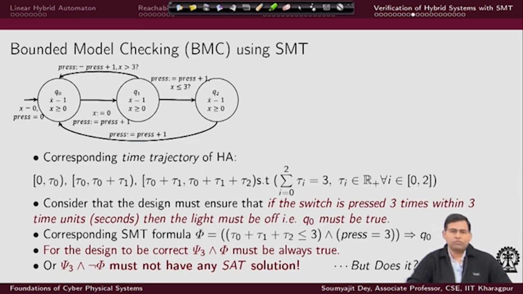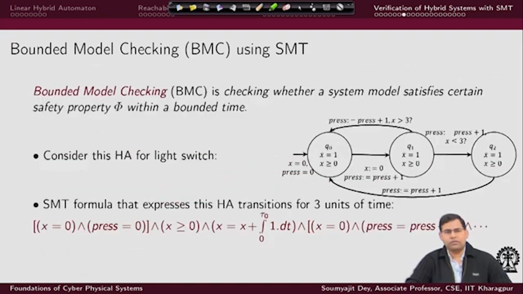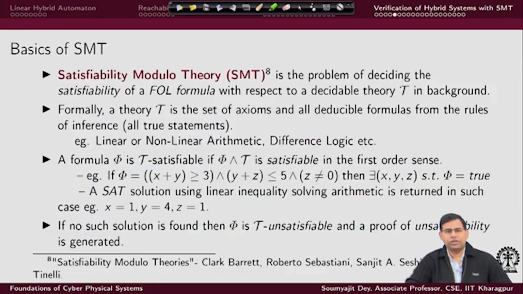But if the solver gives you a value assignment, then it is telling you that yes, there is a solution to this problem, or the solver may find an unsatisfiable proof. That means it can terminate saying there is no value assignment possible, and it can also give you such a proof. So that's what we mention here: if no such solution is found, then it is unsatisfiable, and a proof of unsatisfiability is generated.